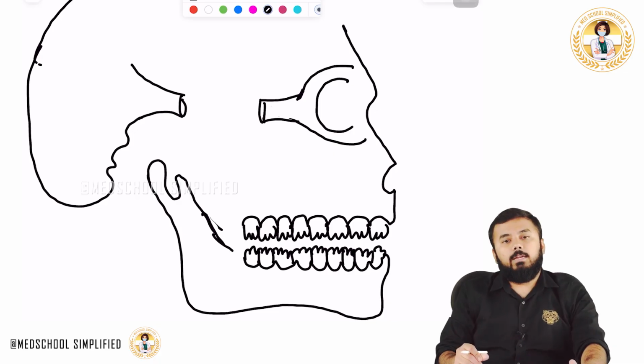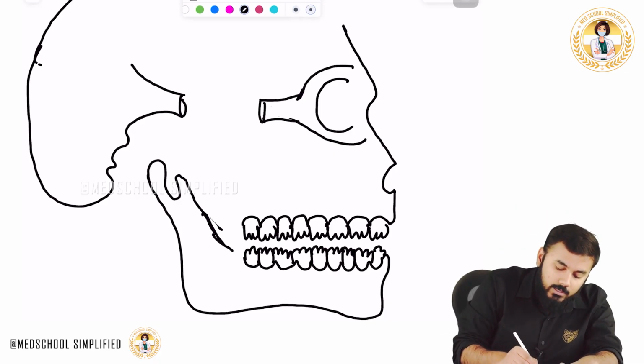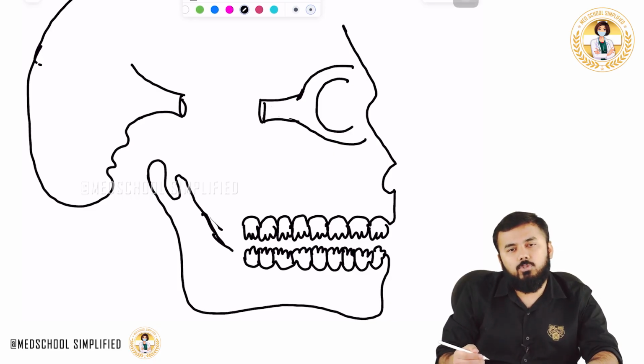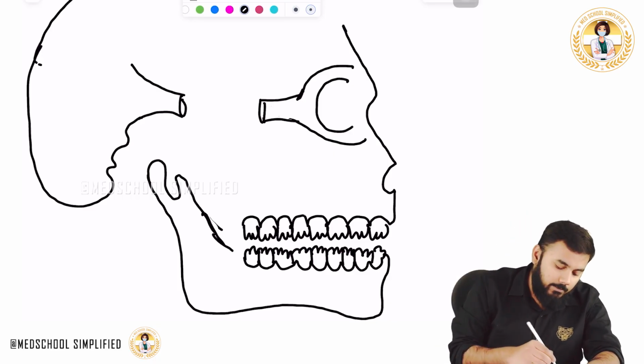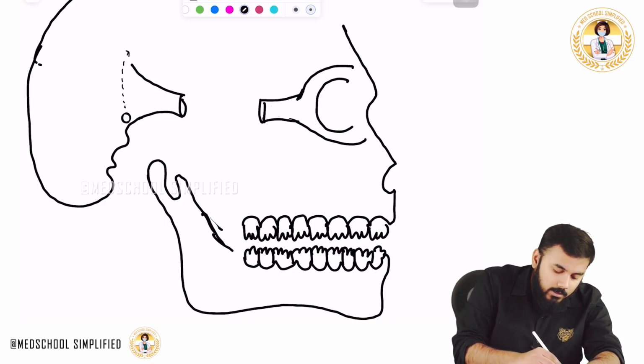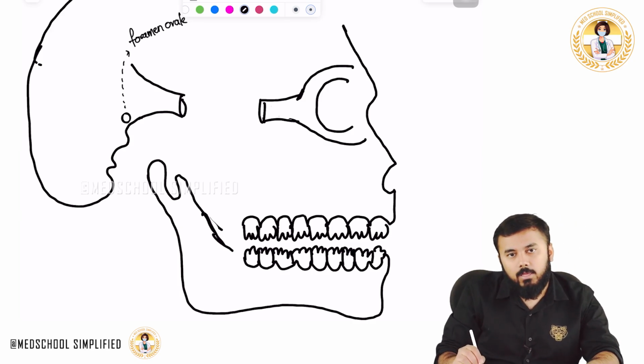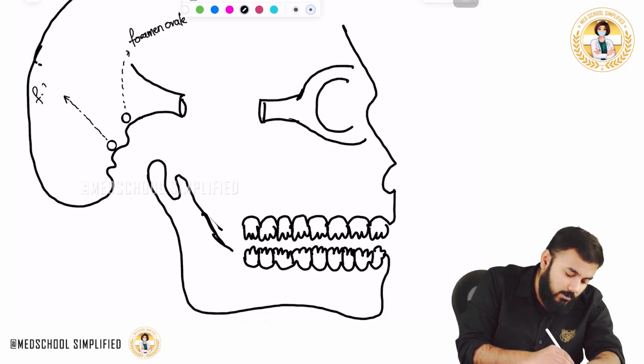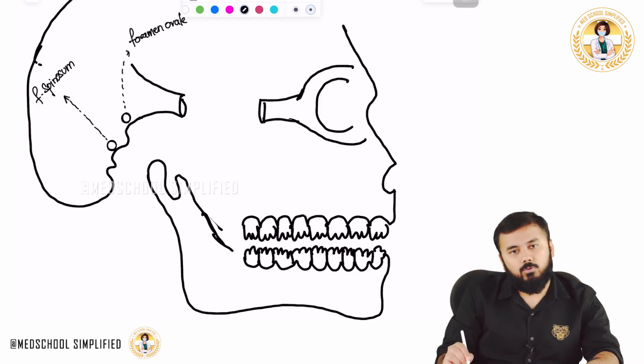Here let us see what the structures are. Before we look at the structures, first we have to write down the different kinds of openings which you have over here. For example, here you have an opening, and this particular opening is called your foramen ovale. Just behind the foramen ovale, you have another opening, and this opening is called foramen spinosum. This is your foramen spinosum.